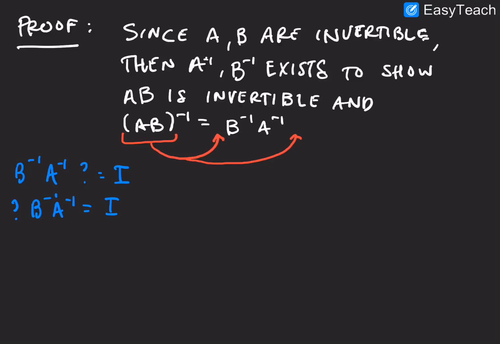So basically what we're doing when we're multiplying this red thing to the left and right is we're saying this statement. B inverse times A inverse times what gives me the identity matrix? And the second one says, what times B inverse times A inverse would give me the identity matrix? And once we figure out what those question marks are, we basically prove both sides that this statement is true.